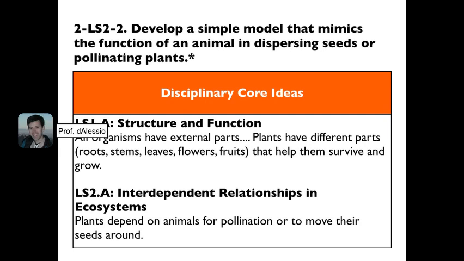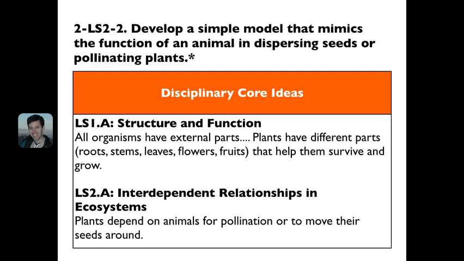This idea of vocabulary becomes important when we begin with the end in mind. Where is NGSS asking our students to go? Well, in this particular case, our teacher is trying to target 2-LS2-2, a performance expectation where students develop a simple model that mimics the function of an animal in dispersing seeds, or in this case, in pollinating plants. And that's obviously where the teacher wanted to introduce the parts of a flower, because you can't mimic the function of an animal in pollinating plants without understanding how pollination works, and you can't understand that without understanding the parts of a flower.